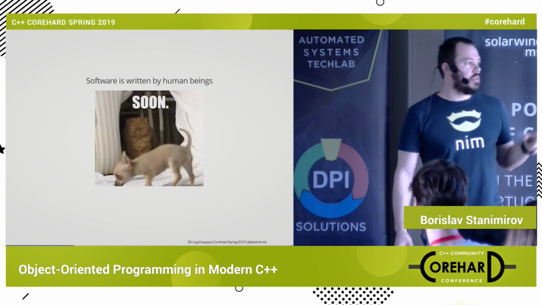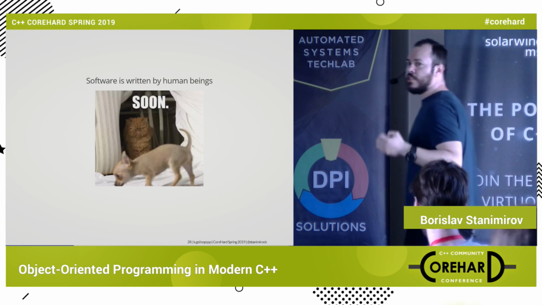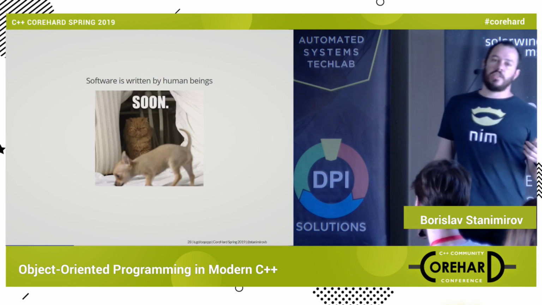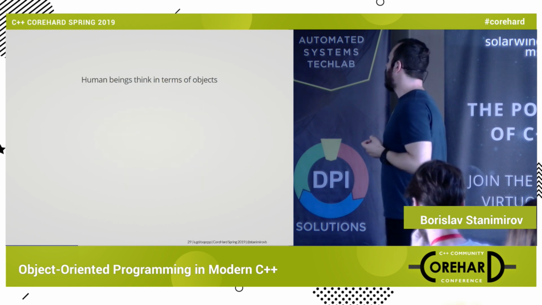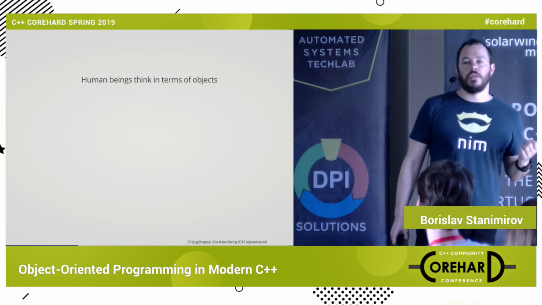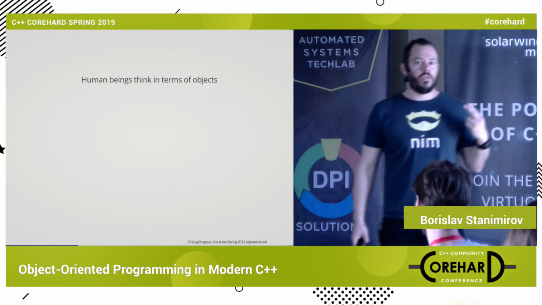until we have the blockchain, artificial intelligence, VR, buzzword thing that's going to write software for us. We still are the ones writing software. And human beings evolved in a world of objects. Our whole brains are wired so we want to think of objects.